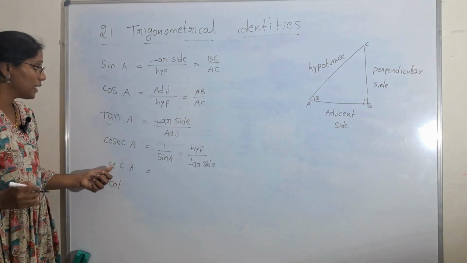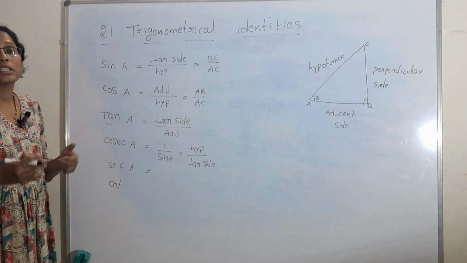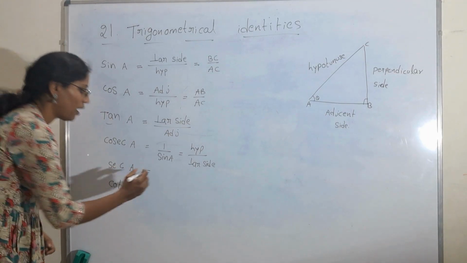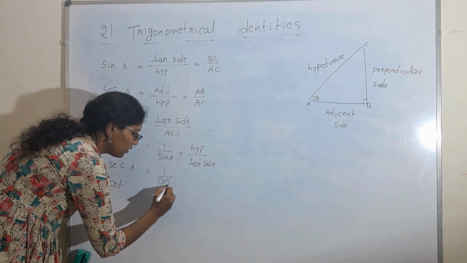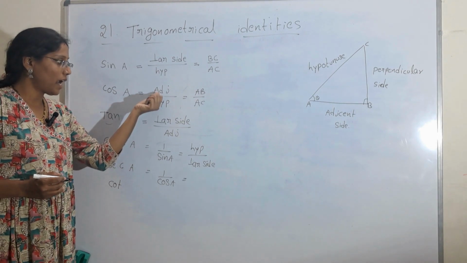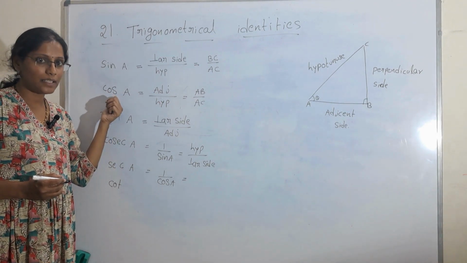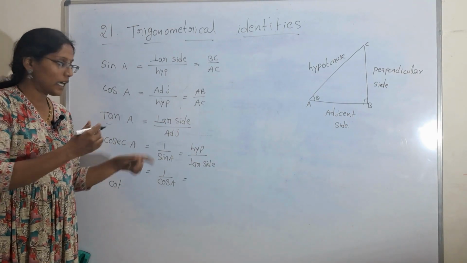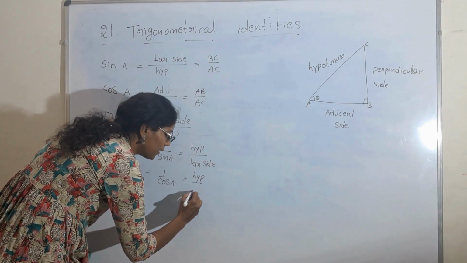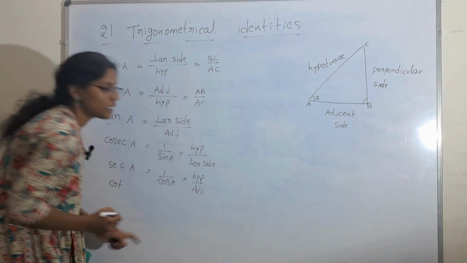Next, secant A. Secant A and cos A are reciprocals, so secant A is equal to 1 by cos A. Cos A is adjacent by hypotenuse, so secant A, in reverse order, is hypotenuse by adjacent.